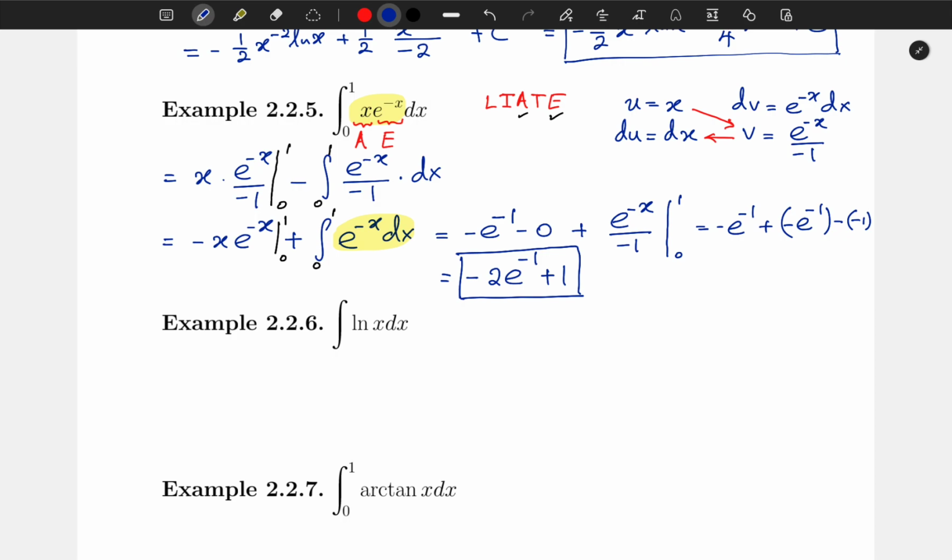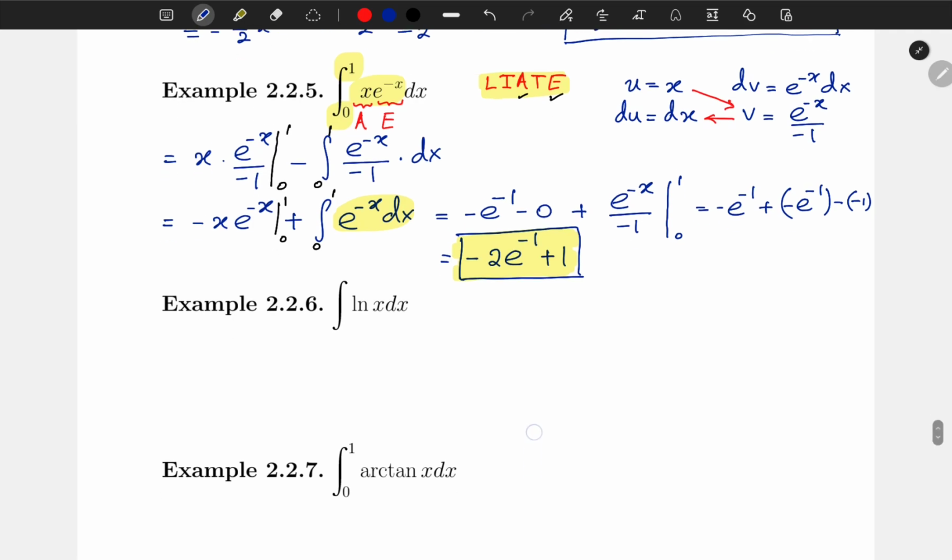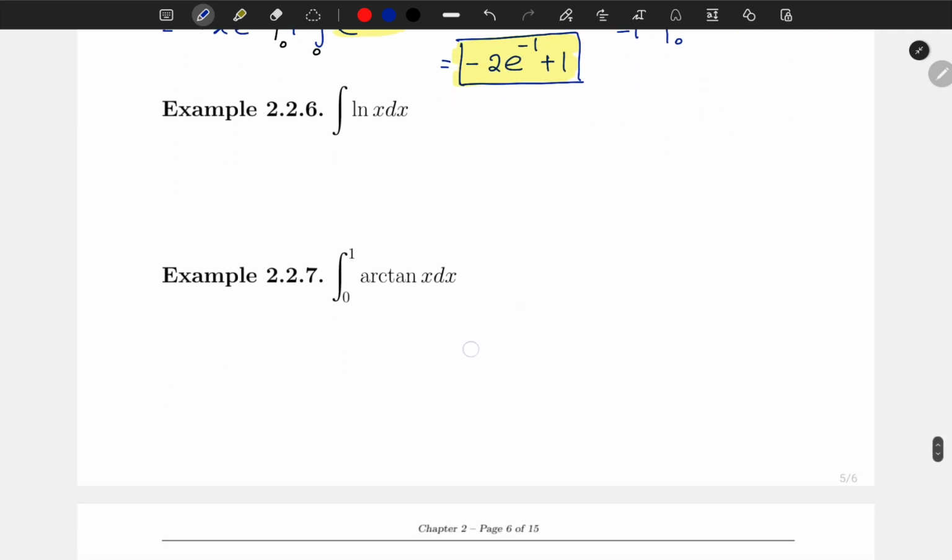Now again, what we did was first decide what to choose as u and v, then apply integration by parts. And here it was a definite integral, meaning you have upper and lower limits. Therefore, we have to evaluate at those values. So you get a number as the answer. Okay, let's move to the next example, 2.2.6.